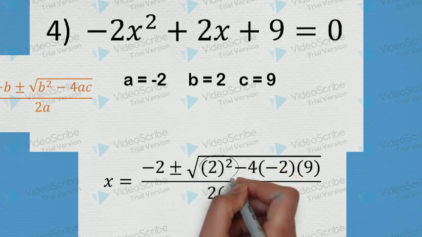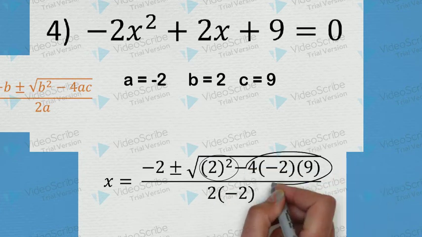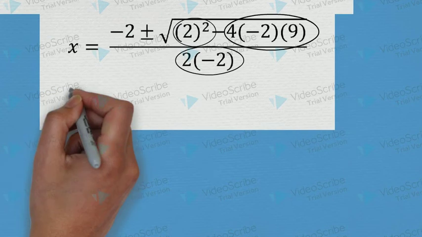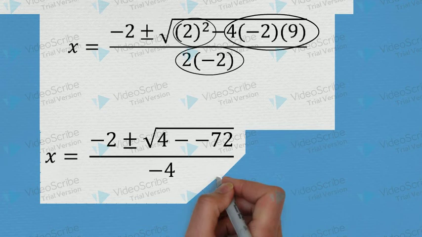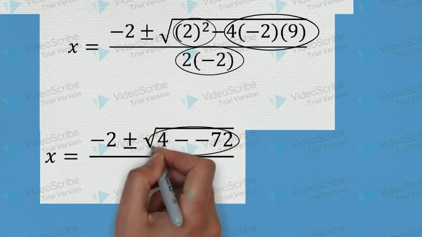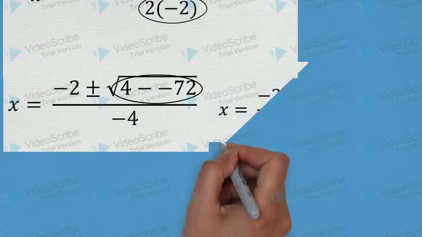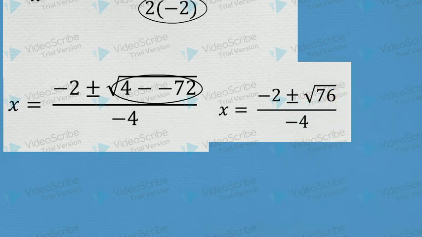Finally, number 4. Negative 2x squared plus 2x plus 9 equals 0. Let's simplify. We should have set up x equals negative 2 plus or minus the square root of 4 minus negative 72 all over negative 4. As we know, minusing a negative is the same as addition, so it becomes 4 plus 72, which is 76. And we now have x equals negative 2 plus or minus the square root of 76 all over negative 4.